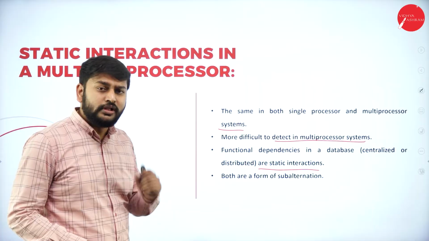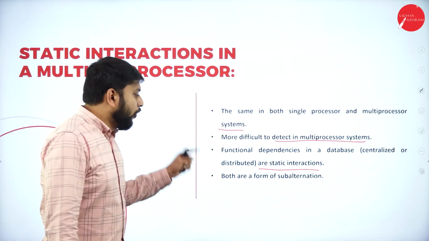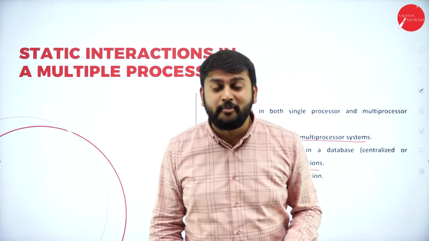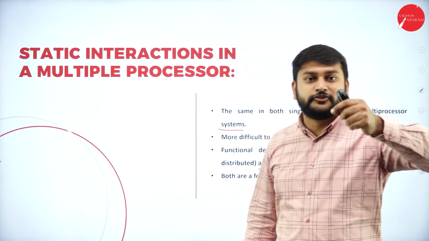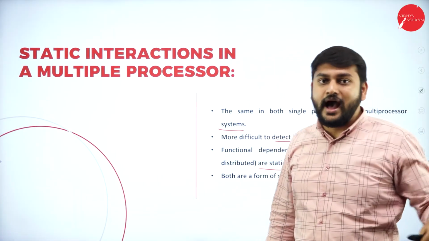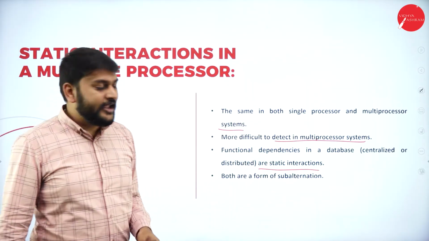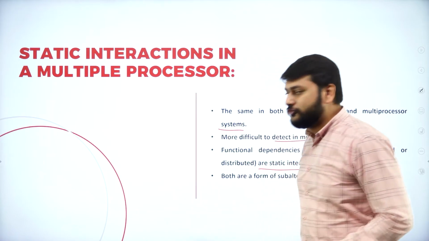I will be speaking about client-server architecture in the last part of this chapter also. Both are a form of subalternation. Hope you remember subalternation, right? So what is subalternation? If the content of P is true, that is guaranteed by R, only then I will call that a subalternation. This is the last topic for the day, all right?